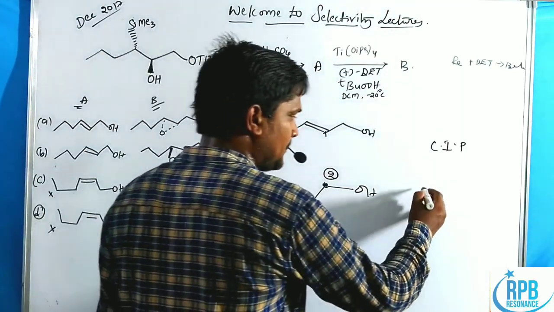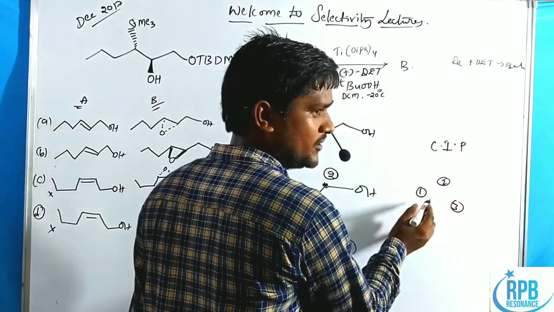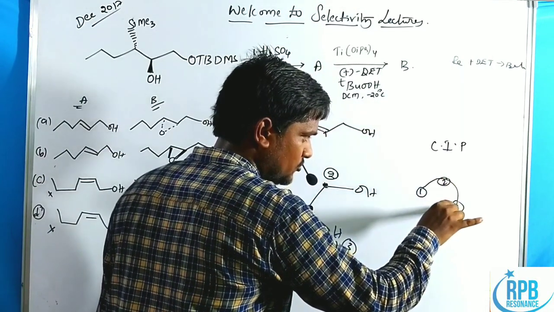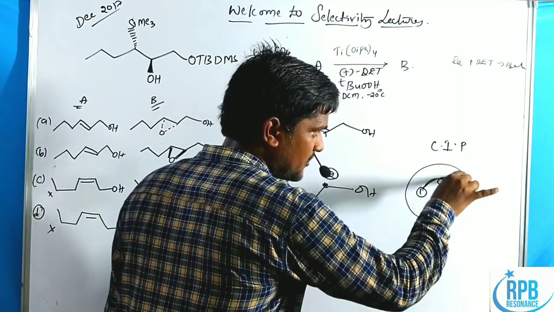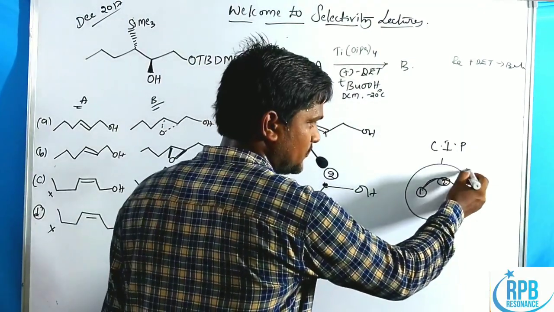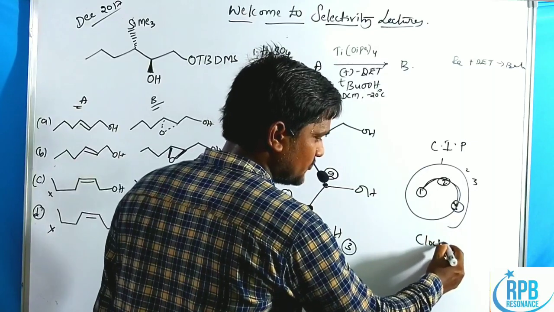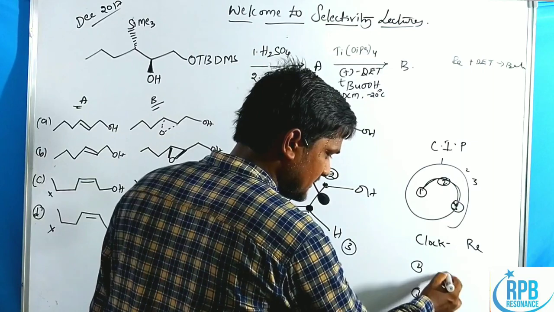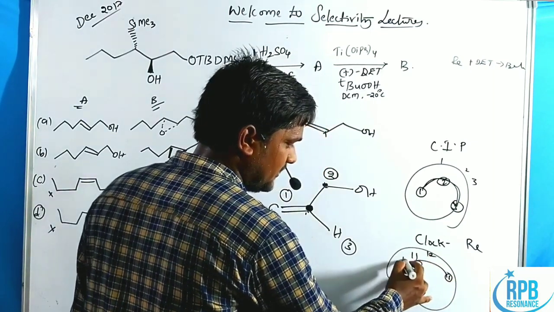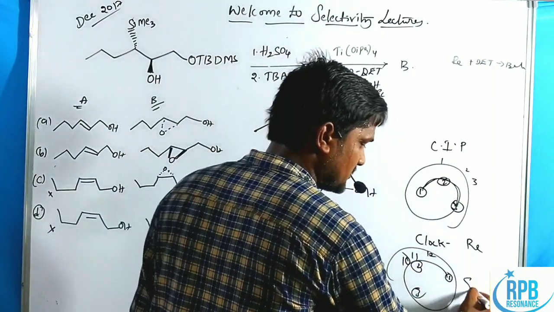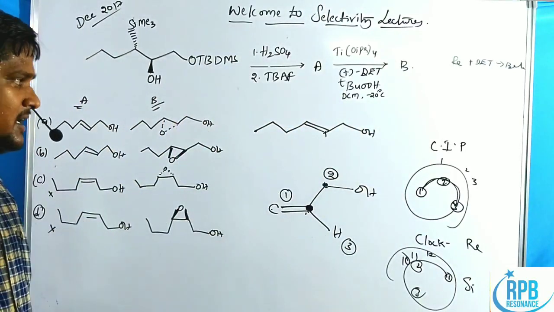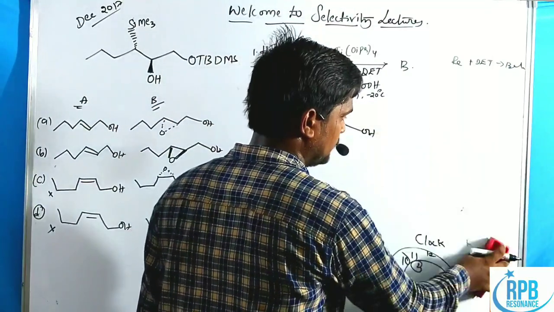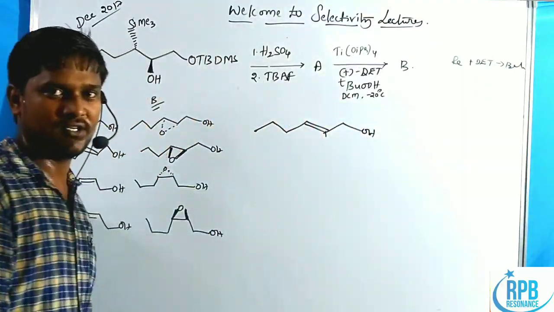When we assign the priorities of the groups, then we start the rotation from the lowest number to the highest number, 1, 2, 3. If it is a clockwise rotation, that means 1, 2, 3, it is the Re face. If the rotation is anti-clockwise, that is the Si face. Now let us go through our question, whether it is a Re face or Si face. Clockwise rotation, Re face; anti-clockwise rotation, Si face.